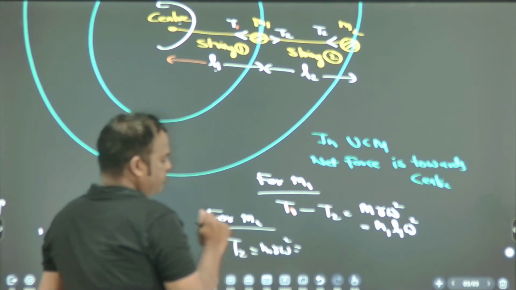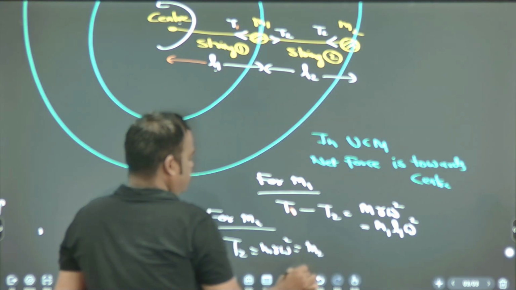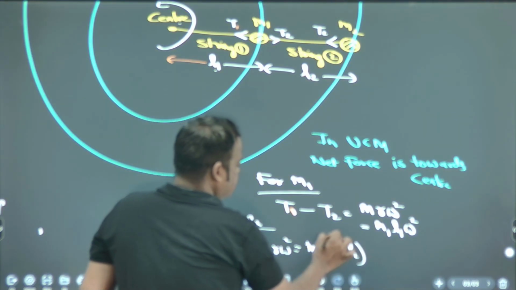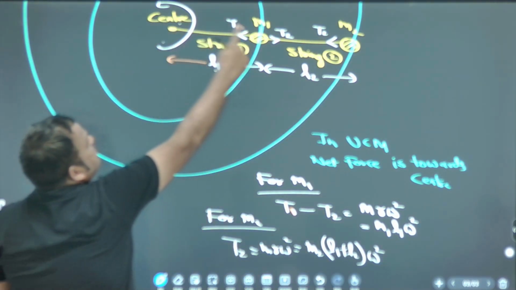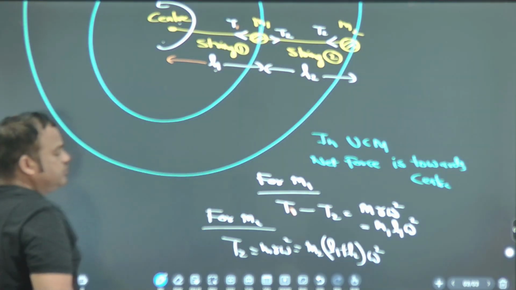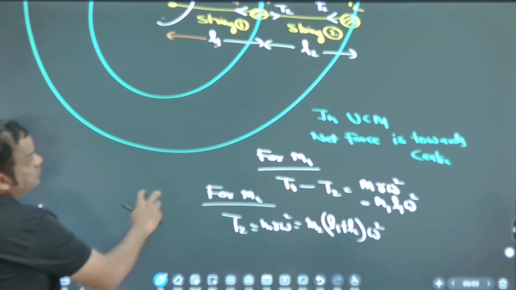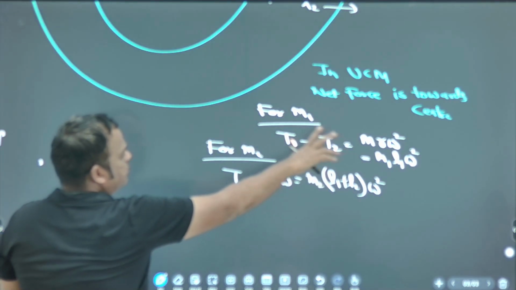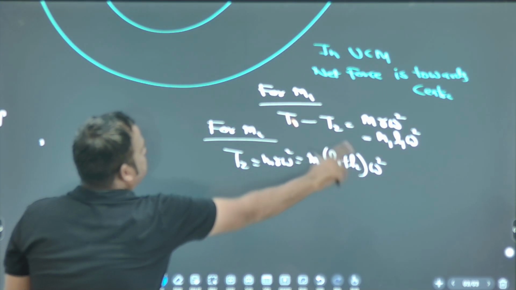What is the mass? M2. Radius for this is L1 plus L2. Correct. Radius is L1 plus L2. Omega is same for both. Okay, clear? Why omega is same, I will tell. First you write down: T1 minus T2 is M1 L1 omega square, and T2 is M2 (L1 plus L2) omega square.